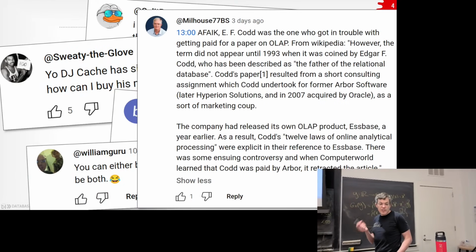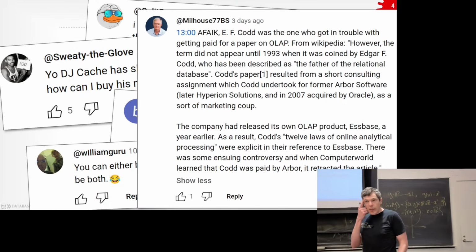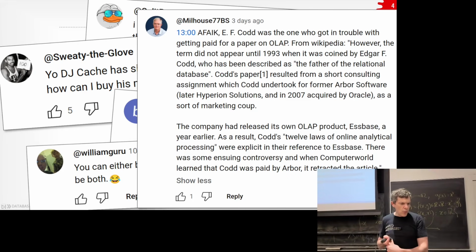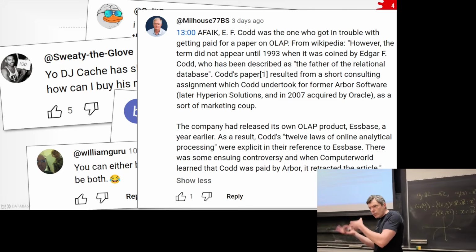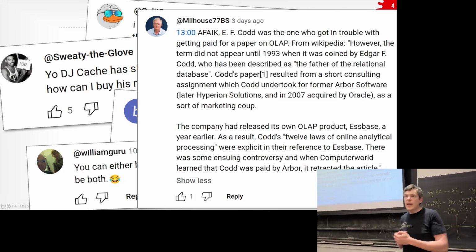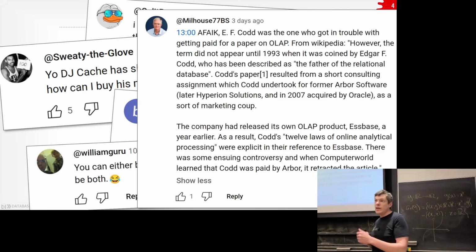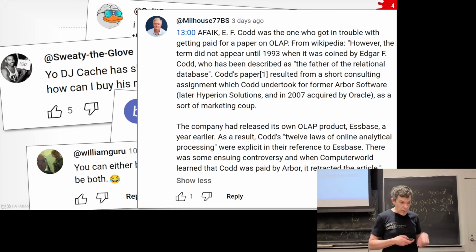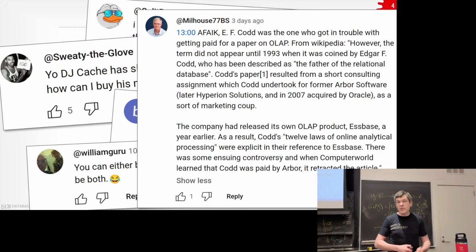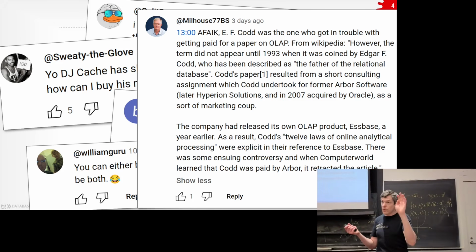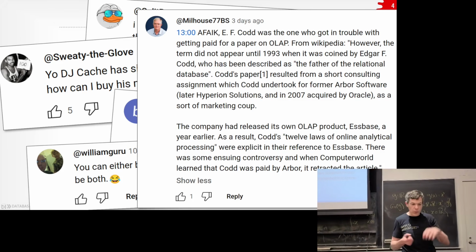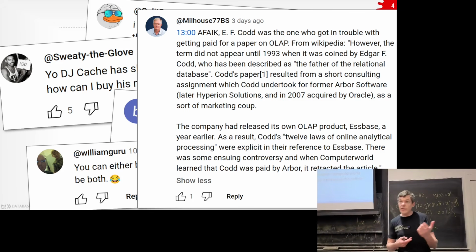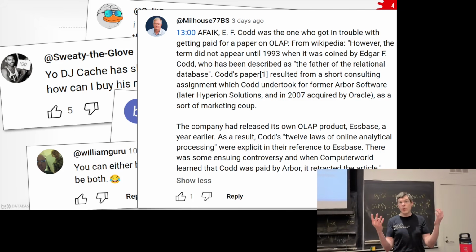But one piece of feedback that is actually correct: this guy pointed out that I made a mistake in, I think, lecture 6, where I talked about the distinction between OLTP and OLAP. I claimed that OLAP was coined by Jim Gray, and he's absolutely correct that it wasn't Jim Gray. It was another Turing Award winner in databases, although there are 4 of them. It was Ted Codd, the guy that invented the relational model.